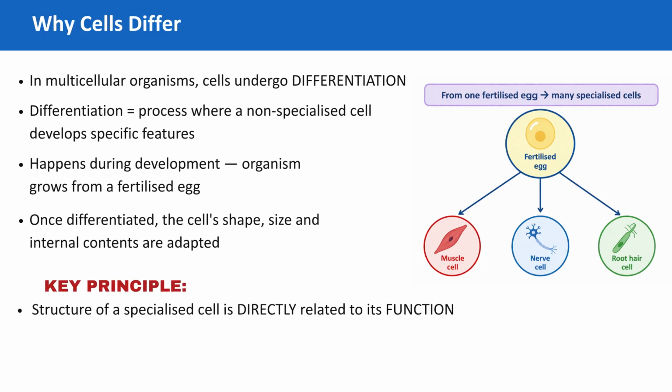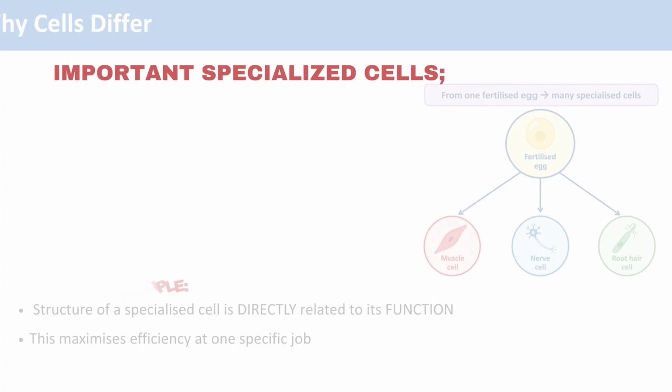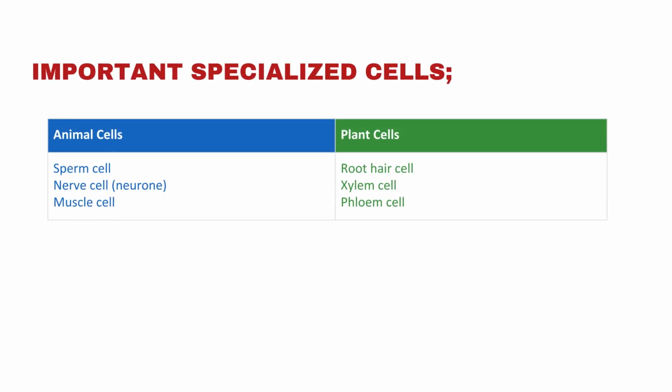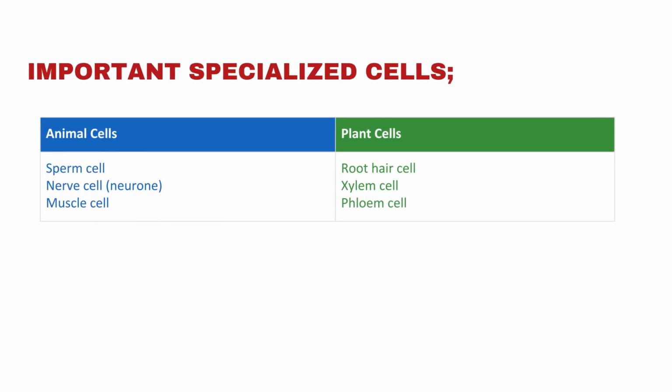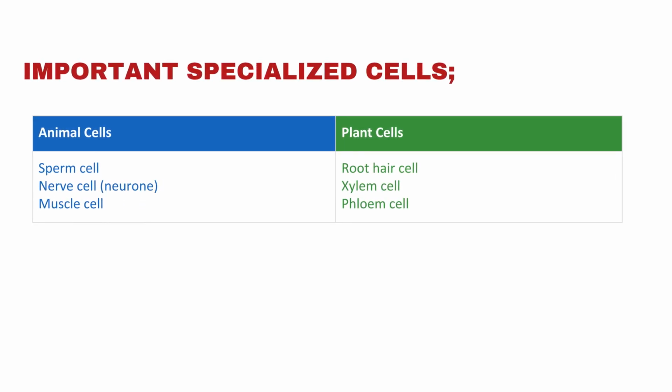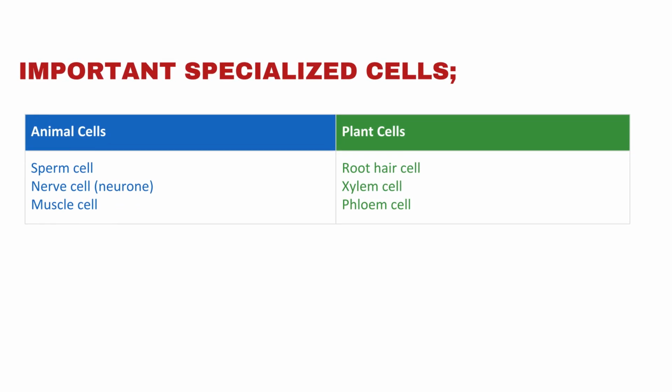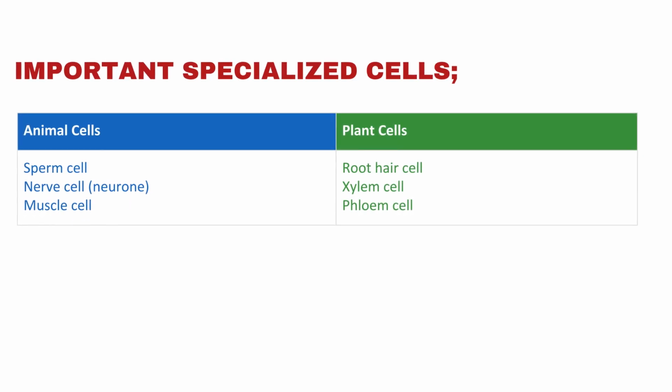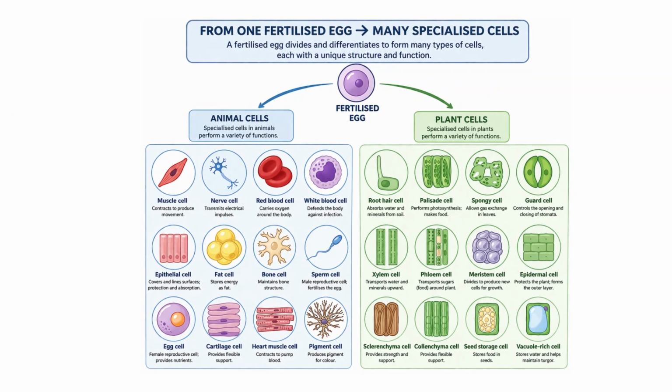Here are some key principles you must remember. The structure of a specialized cell is directly related to its function. This allows each cell to work as efficiently as possible at one specific job. So from a single fertilized egg, we end up with many specialized cells, each designed perfectly for what it needs to do. So here is the list of important specialized cells. The animal specialized cells include the sperm cell, the nerve cell, and the muscle cell, while the plant specialized cells include root hair cells, xylem cell, and phloem cell.